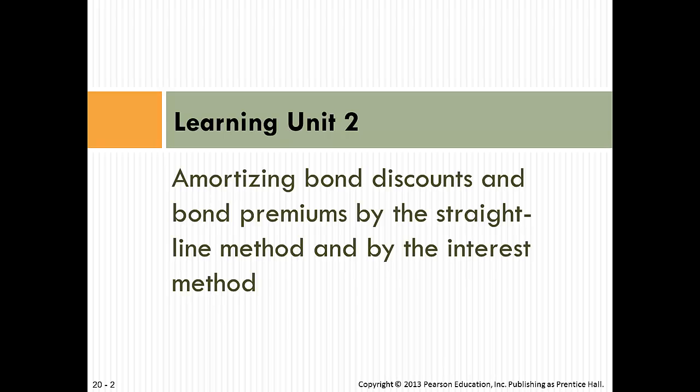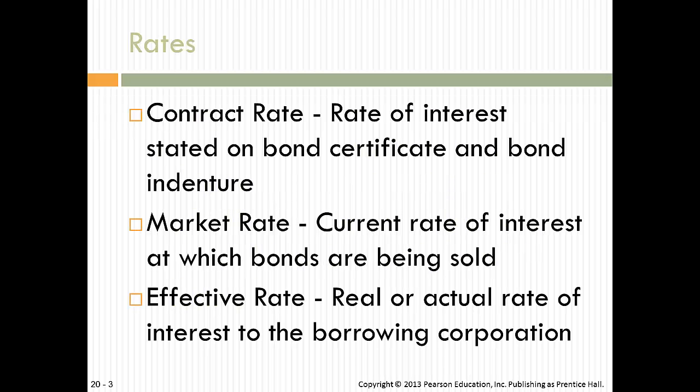Learning Unit 2 covers bond amortization. Two methods are used, the straight line method and the interest method. You've already learned about the contract rate. The contract rate is the rate printed on the bond certificate.